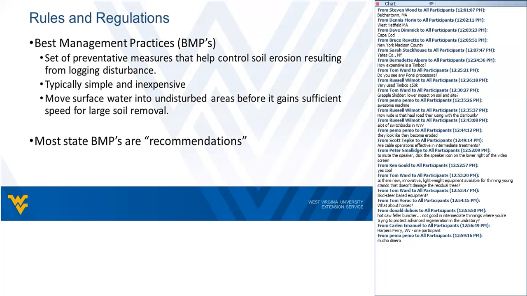So there are a number of rules and regulations that cover forestry, and most states have what's called best management practices. These are basically a set of preventative measures that help control soil erosion, and they're typically simple and inexpensive, so it's like put in a water bar on steep slopes or some different recommendations such as that. But basically it's moving surface water into undisturbed areas before it gains sufficient speed for soil removal. And most state BMPs are recommendations. These are recommended practices that can be done to protect soil.